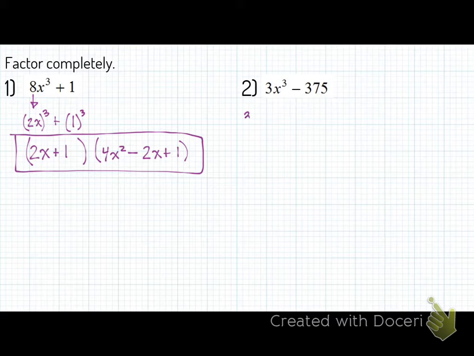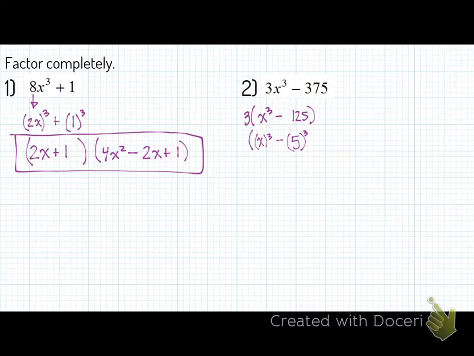So I'm going to rewrite this. I'm going to take out a 3. So we got x cubed minus 375 divided by 3 is 125. Then I notice that x cubed is a perfect cube and 125 is a perfect cube, right? Because the cube root of x cubed is going to be x. So I got x to the power of 3. Bring down my minus sign. 125 is like saying 5 to the power of 3.